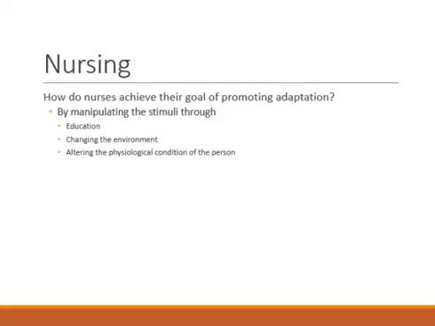So, we educate our patients. We can change the environment. If they're in a critical care setting and they're in the ICU, we typically try to keep the lights dim at night, and things like that. We try to change their environment to mimic as if they were awake and everything was okay. And then altering the physiological condition of the person. We're going to do that through therapies, through medications, things like that, to try to help their physiological condition and get them better.